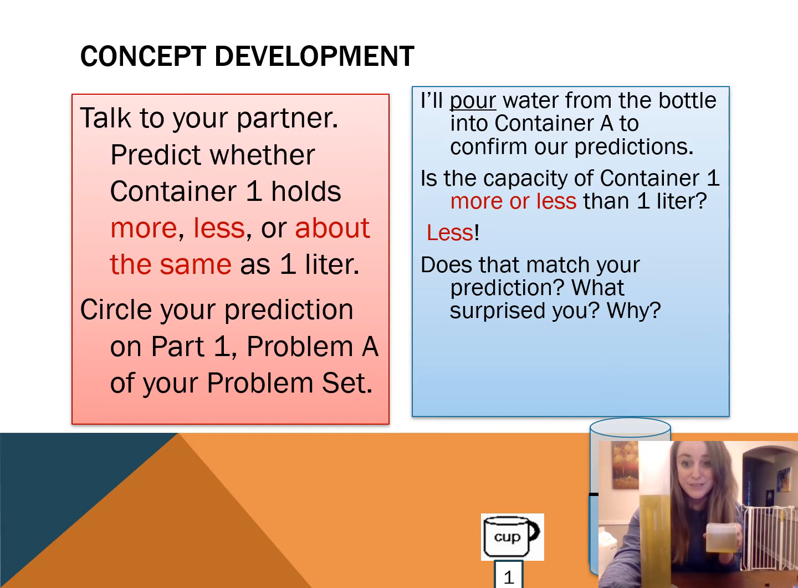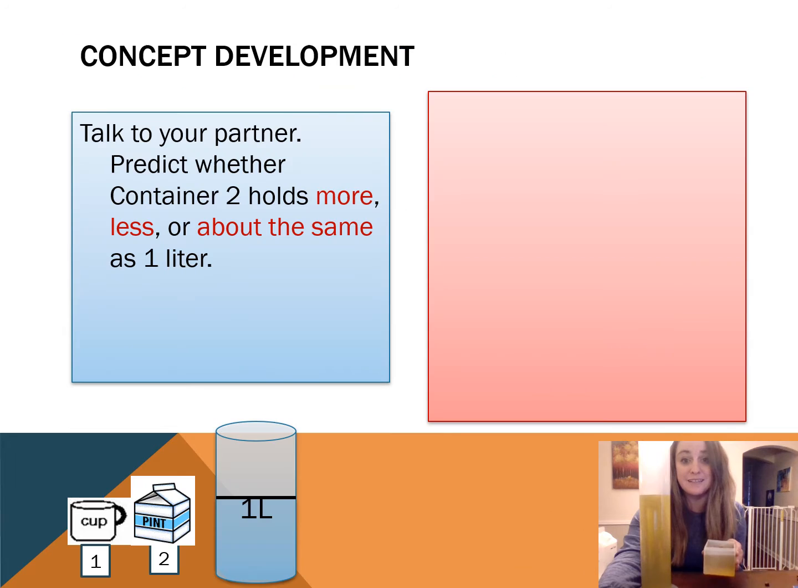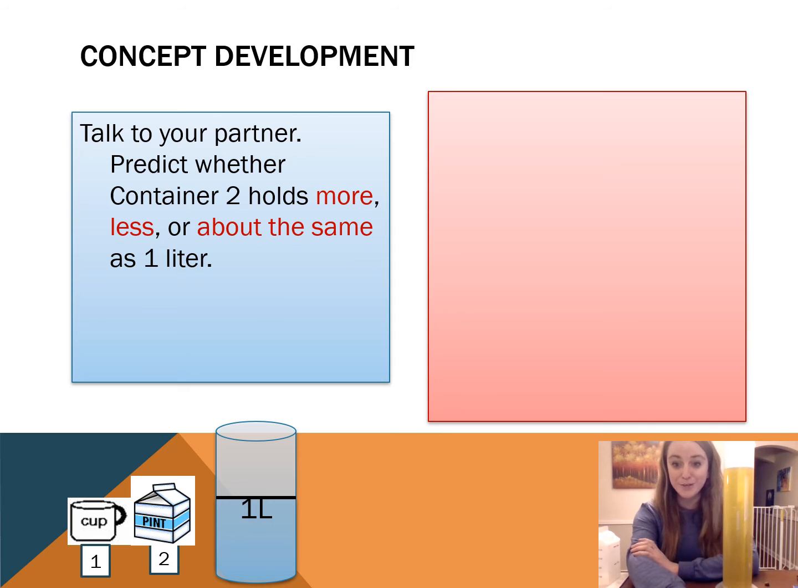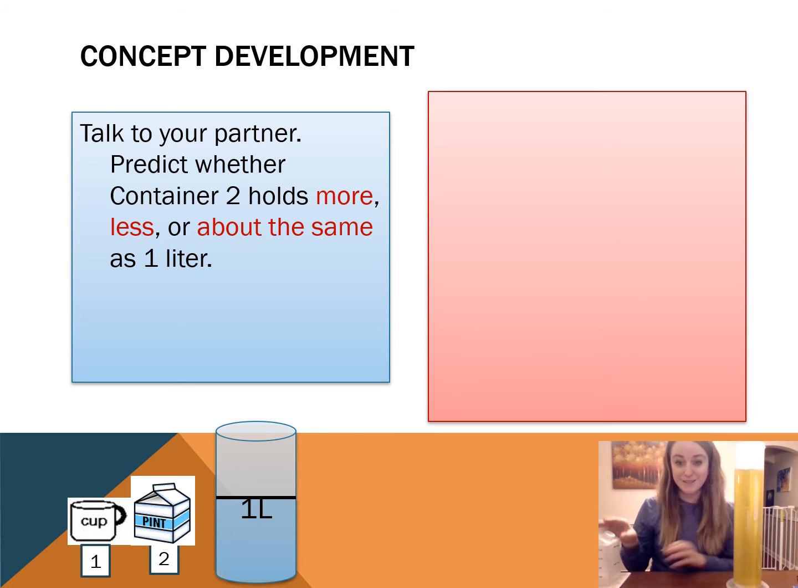Now, does this match your prediction? Did it surprise you, or is this what you expected? Let's mark it on our page. The actual is less. Now, we're going to switch to another container. I returned the water back into the liter, so this is 1 full liter again. Now, we're going to look at another container.